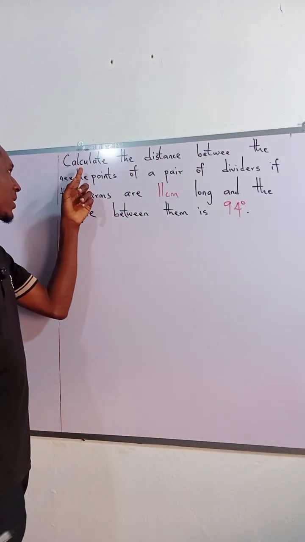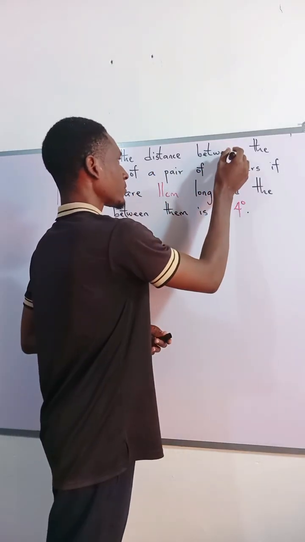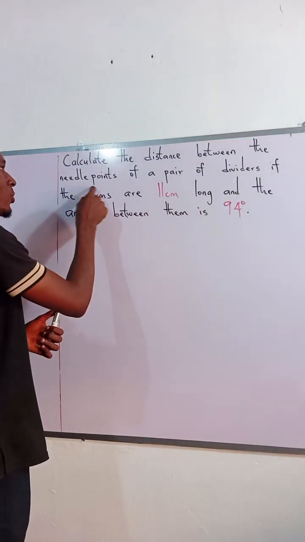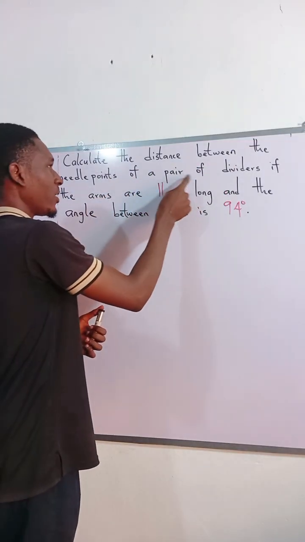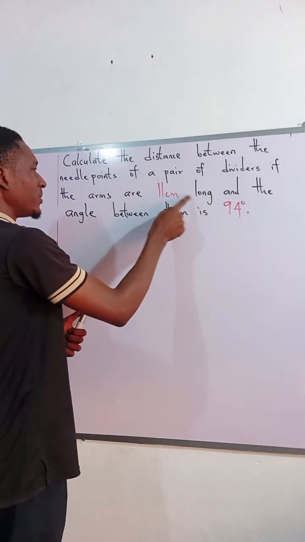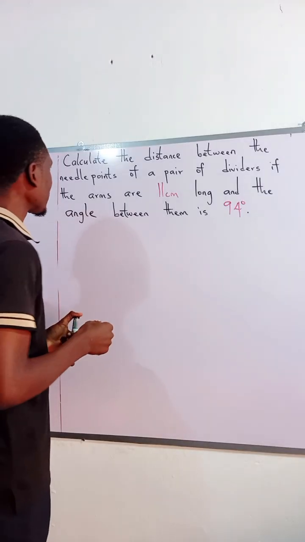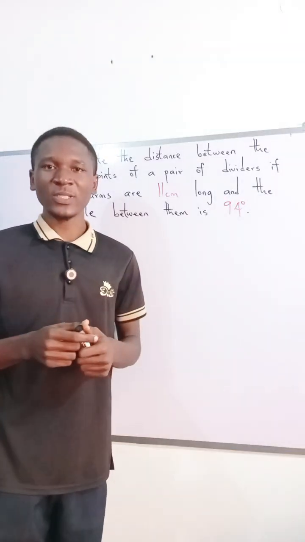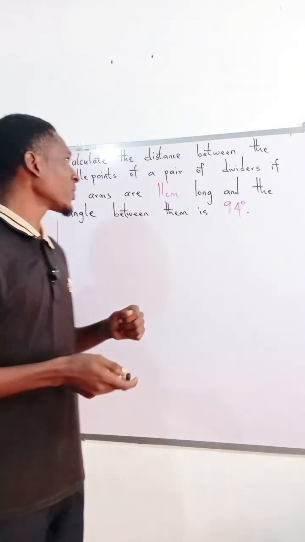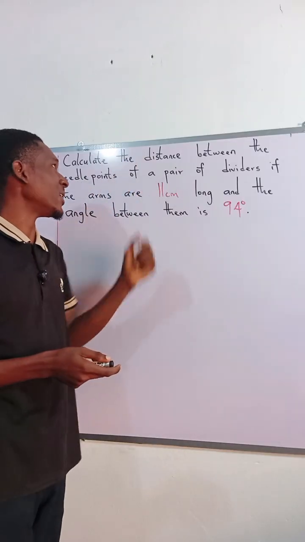It says, calculate the distance between the needle points of a pair of dividers if the arms are 11 centimeters long and the angle between them is 94 degrees. Okay, as I always tell you, the major problem here is to picture out the information we have been given. It says, calculate the distance between the needle points of a pair of dividers.